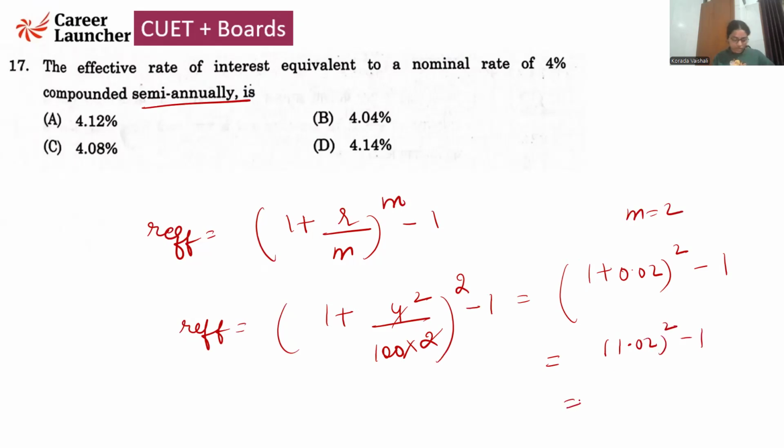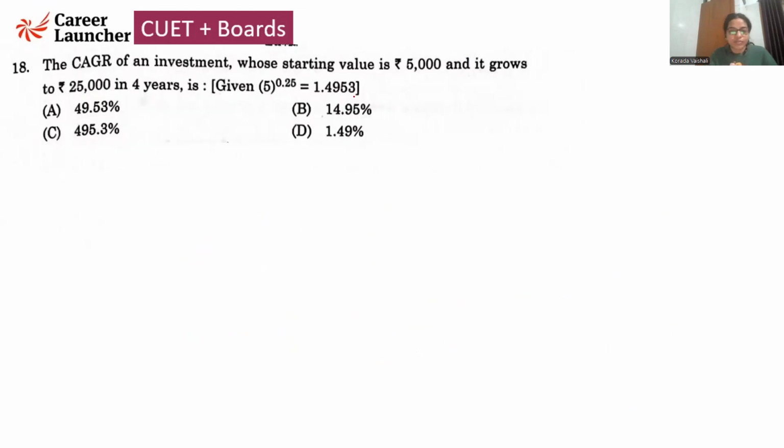So what we need to do is to solve this further down. So this is coming down as 0.0404. Now we can multiply this with 100 to get the answer in percentages. So this is 4.04 percent, which is option B.